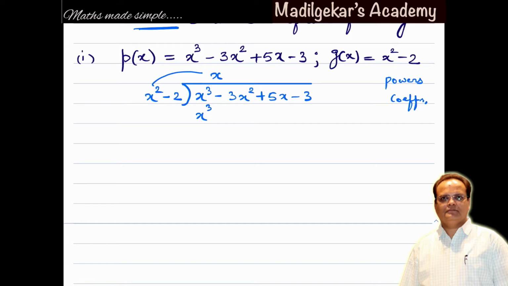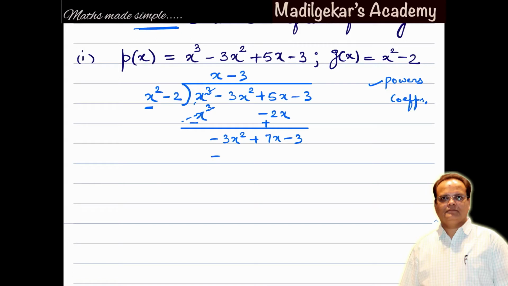2 into x is 2x, that we will write below 5x. As usual, subtract. So it is minus and plus. X cube gets cancelled. So minus 3x square plus 7x minus 3. Now you can compare again the divisor and the new dividend. Both have the same powers, differing in coefficients. So by which term will you multiply in order to get minus 3x square? Yes, it is minus 3.